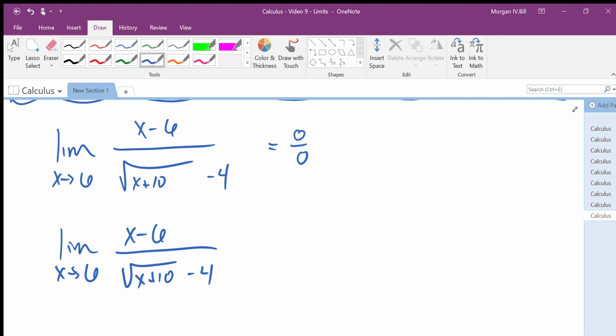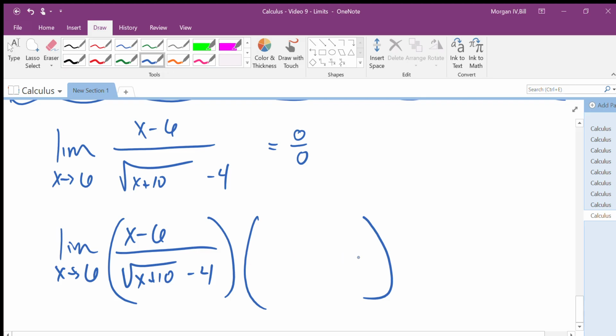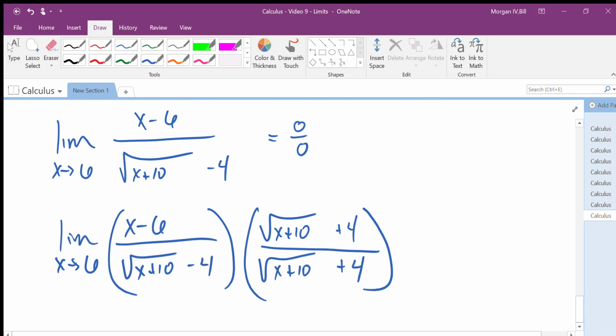And thirdly, when we have square roots like this, what we often do is multiply by the conjugate of whichever term, numerator or denominator, has the square root. In this case, my denominator has the square root of x plus 10 minus 4. So I'm going to multiply both top and bottom by its conjugate, square root of x plus 10 plus 4. All right, those are the three main ways we're going to solve these analytically.